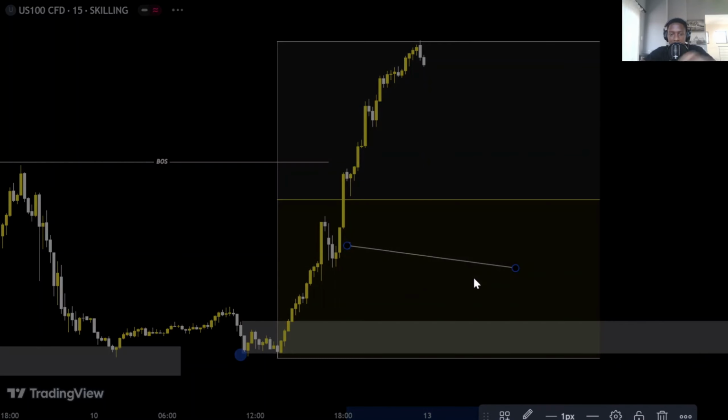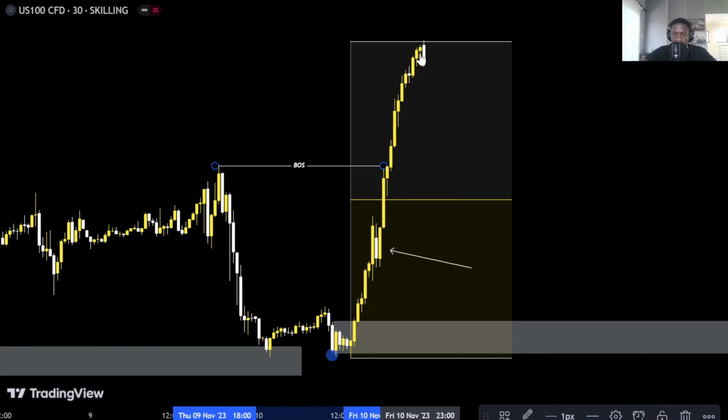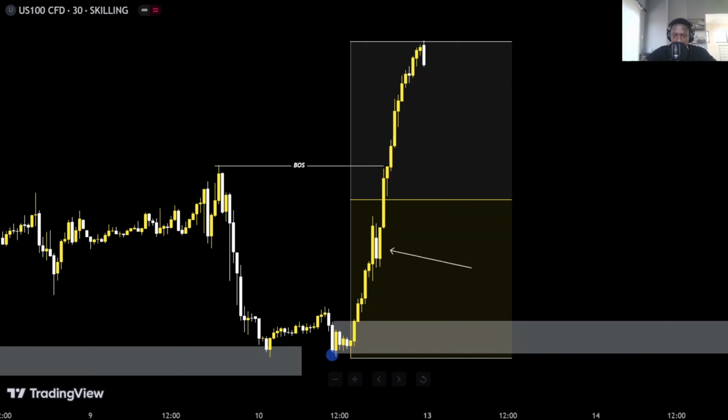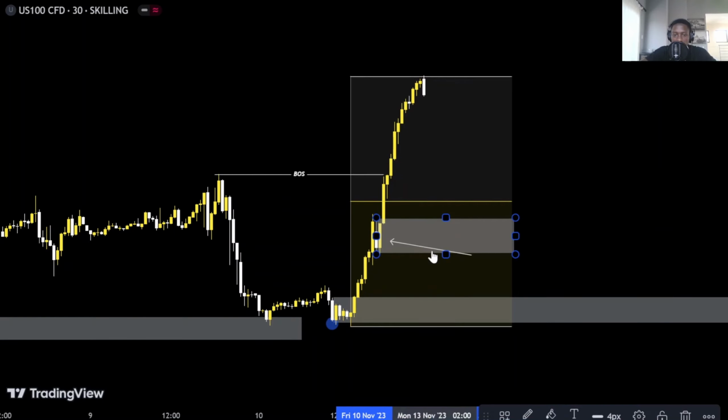Let's see, 30 minutes, maybe it might be a little bit cleaner. Relatively, we could use this one because it is the one that also broke the structure, right? It's the one that pushed the whole price up, caused a sense of displacement, right? So now let me highlight this one, 2. So these are 2 high probability order blocks, right?